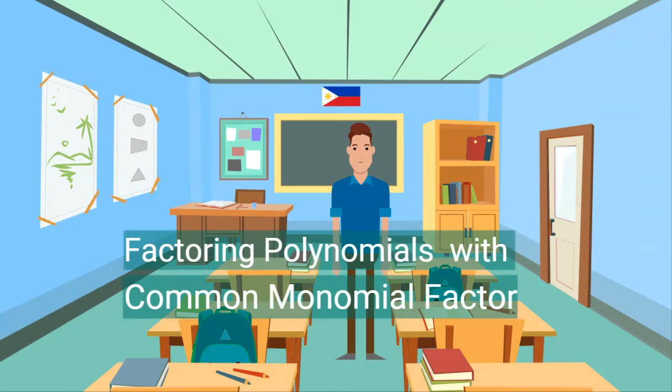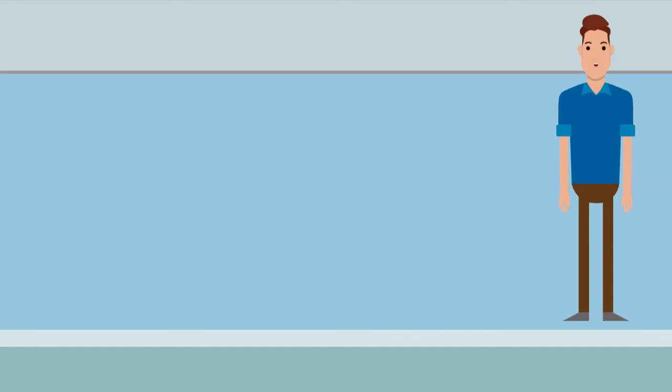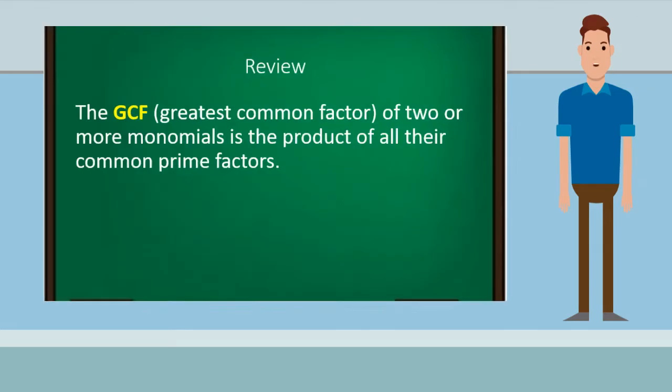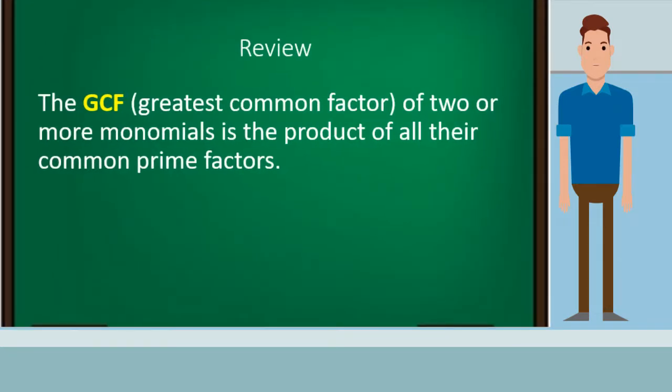Today we will discuss factoring polynomials with common monomial factor. Before this lesson you should be familiar with finding the GCF of monomials. The GCF or greatest common factor of two or more monomials is the product of all their common prime factors.